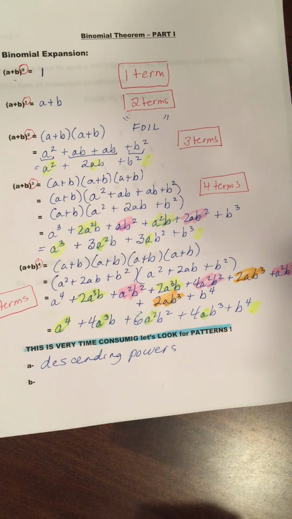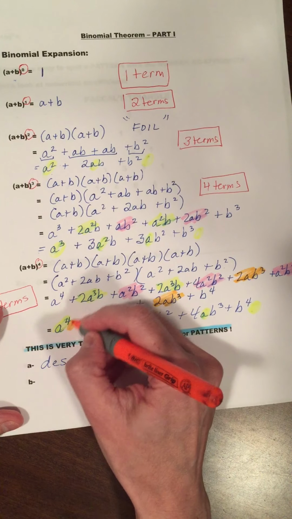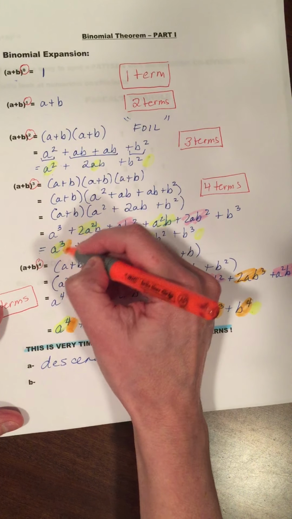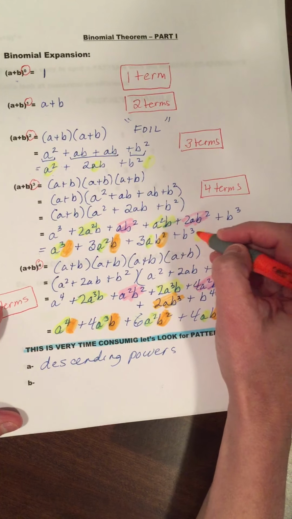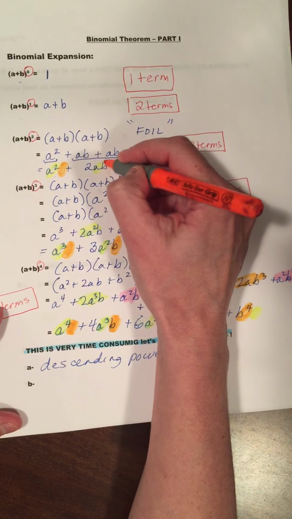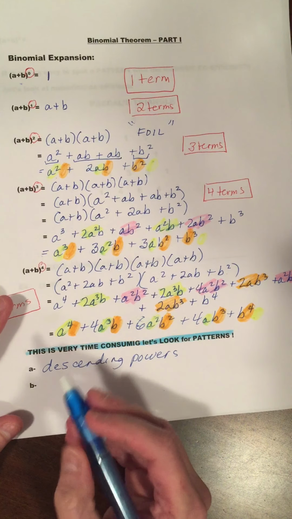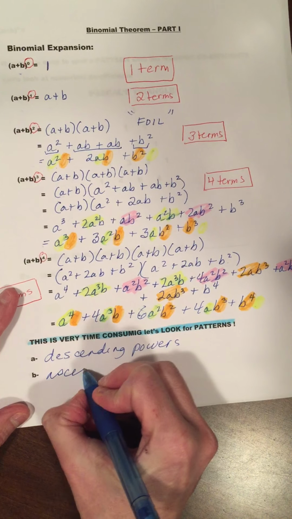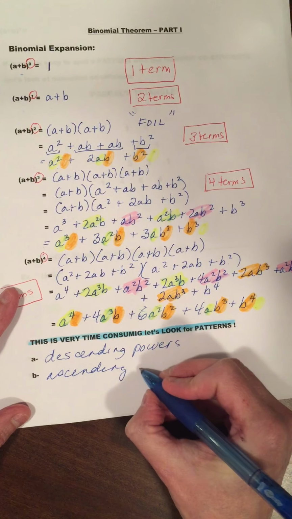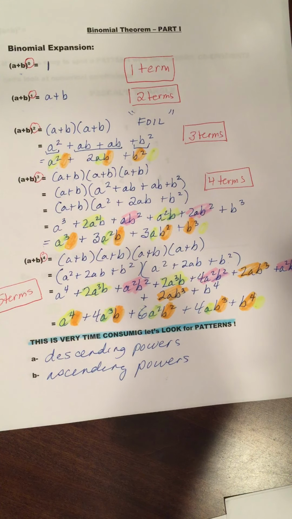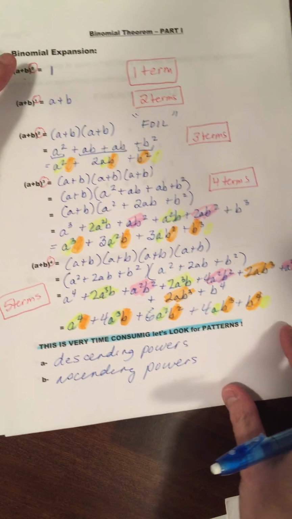Now, in that same reference, put your eyes on the B's. What do you notice about the B's? The B's are not descending, they're ascending powers. So without really knowing, I'm developing a series of rules here by just looking at patterns.